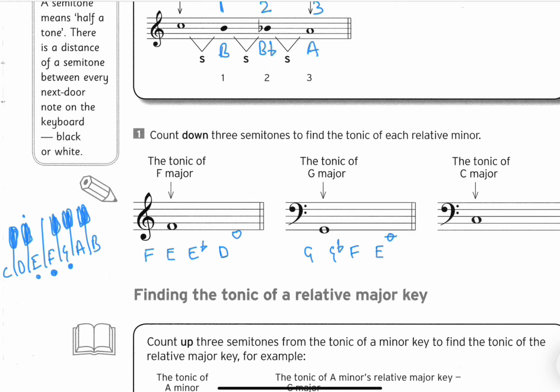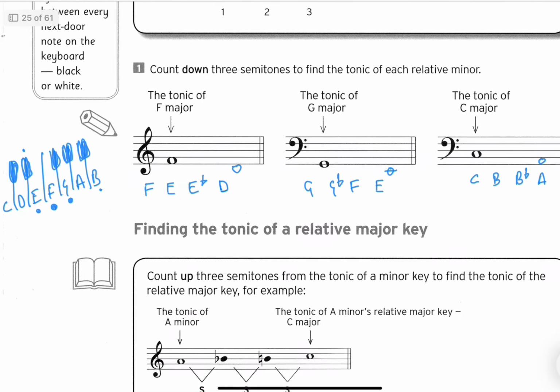Okay. Now next will be C major. If we start from C, the first note would be C. Now from C, if we go a semitone back, it will be B. From B, it will be B flat. And from B flat, it would be A. So we finish here on A. Okay. So I hope you understood how to find your relative minor key.